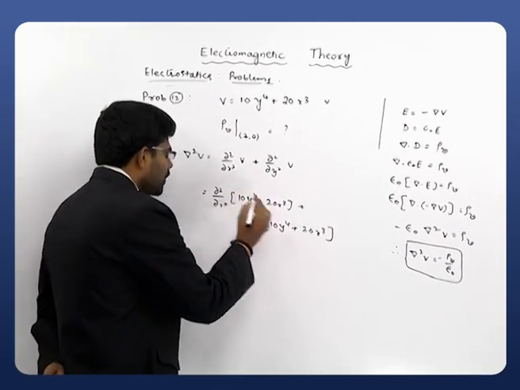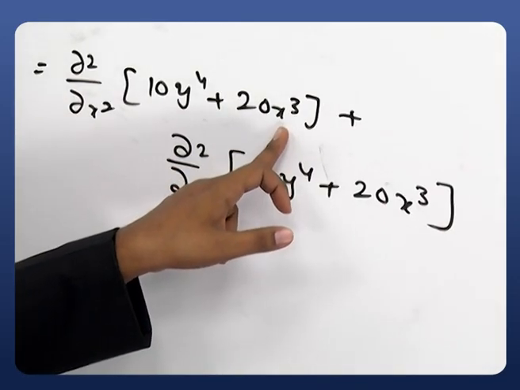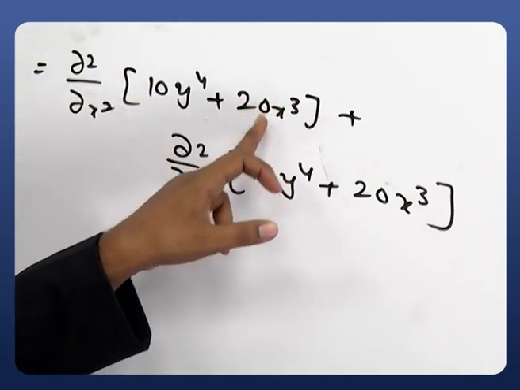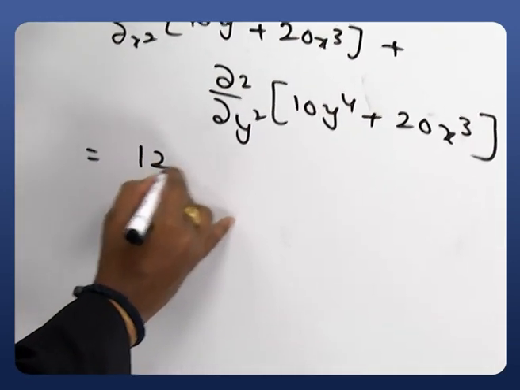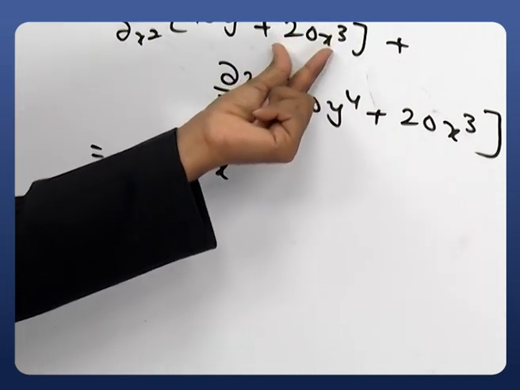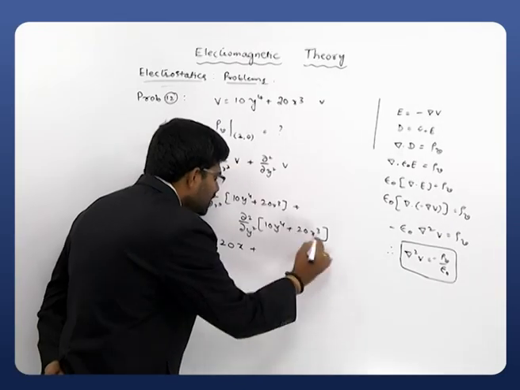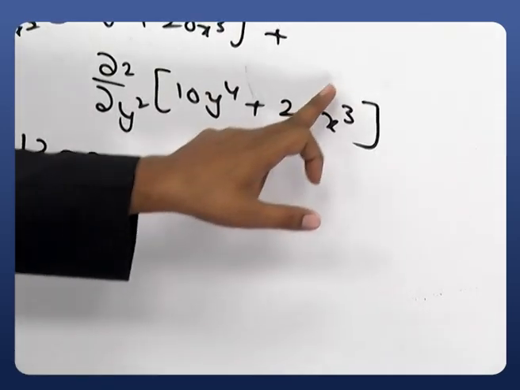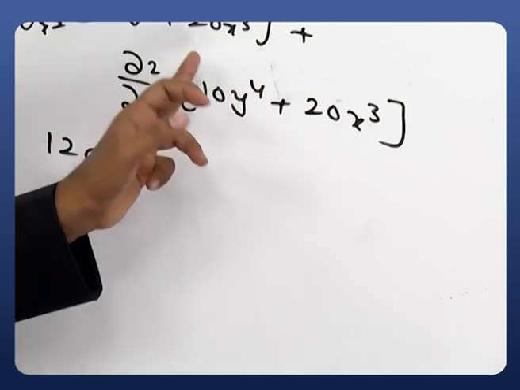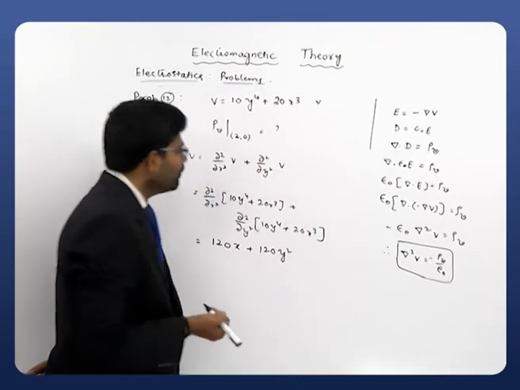So this term becomes 0, and if you differentiate this twice, 20 into 3 is 60x square, that is the first time. Once again if you differentiate this one, 60 into 2 is 120x. That is for this particular term. For the second term, since it is taken for y, the x terms will be cancelled, and we get 40y cube, and later it will become 40 into 3, 120y square. So it is 120y square.